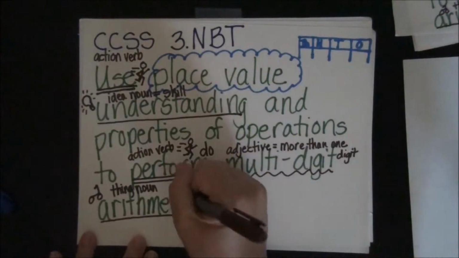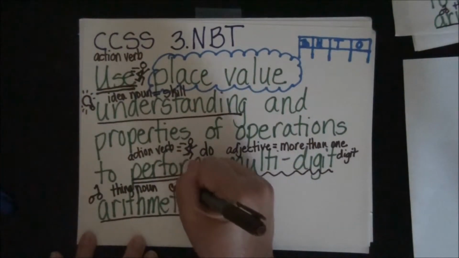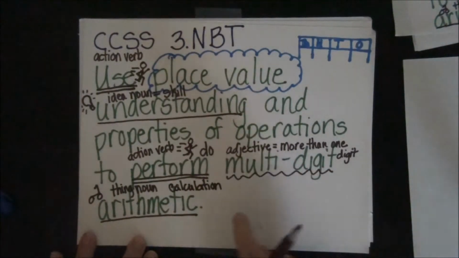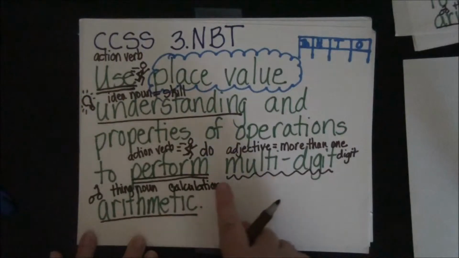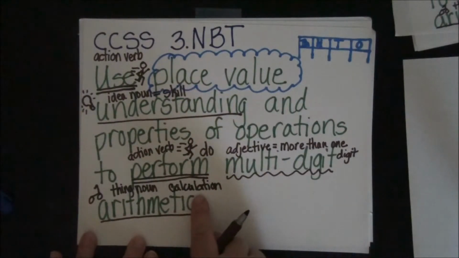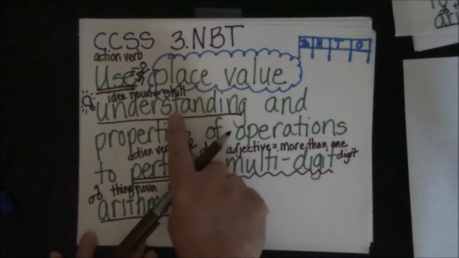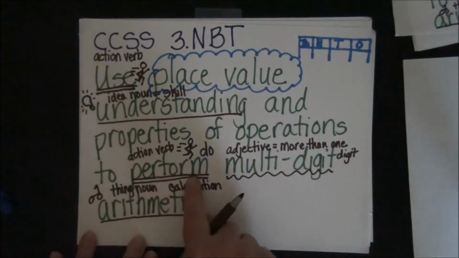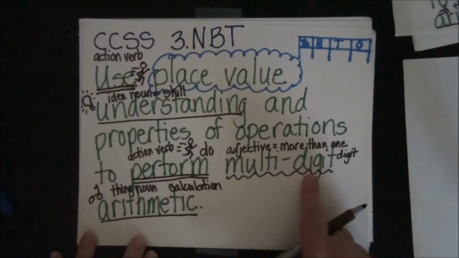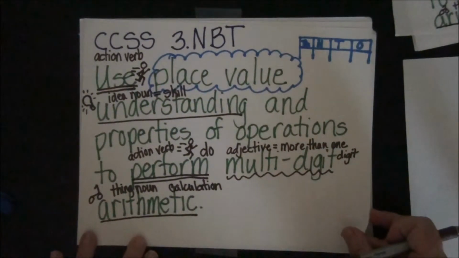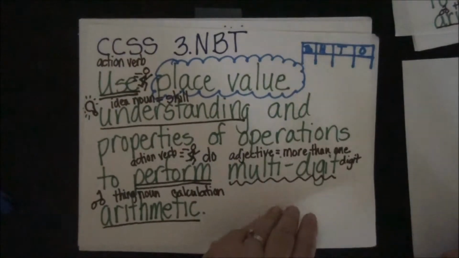And it means calculation. When you calculate, when you add, subtract, multiply, divide. Okay? So you will do multi-digit calculations. So you're going to use place value skill to do more than one digit calculation. And so that's where we're headed right now. So I'm going to switch to a new page.